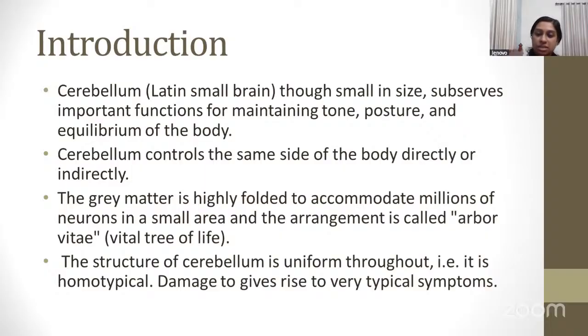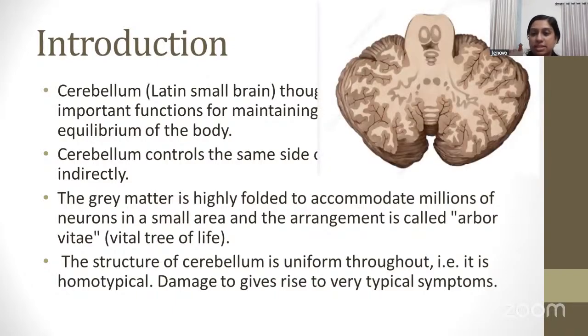Okay, and the structure of cerebellum is generally uniform when compared to the cerebrum. Cerebrum is not uniform or homotypical, it's heterotypical, whereas in cerebellum, its structure is almost uniform. And its damage has very typical symptoms, affecting the tone, the muscle tone. When it's affected, it will lead to hypotonia, and postural equilibrium, etc. are affected by the damage to the cerebellum.